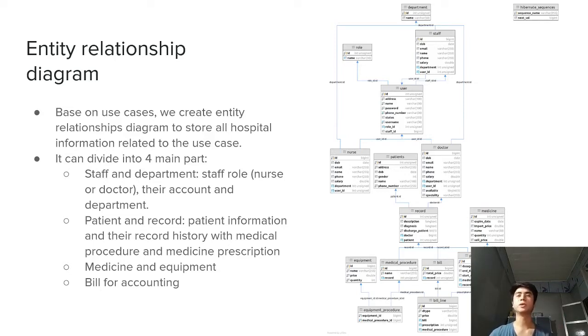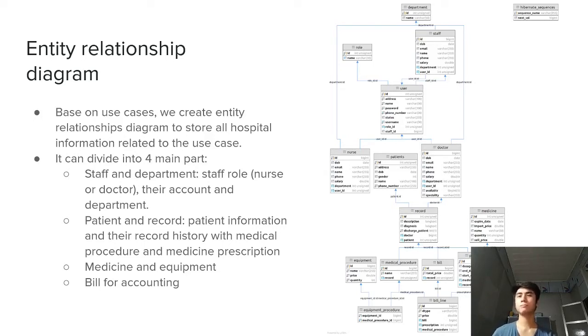The first will be the staff and department. With the staff, the role you can see on the entity relationship diagram. On the diagram, they can be a nurse or doctor, their account is assigned to the website, and which department they belong to.